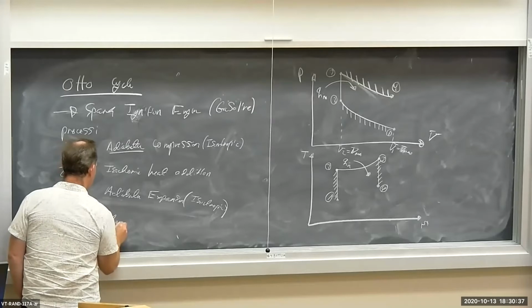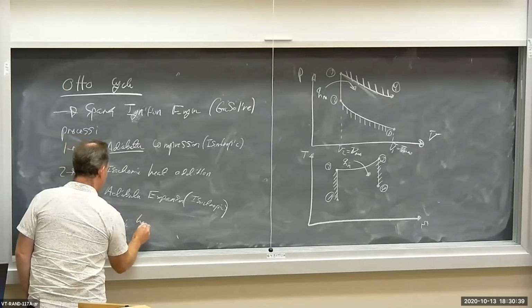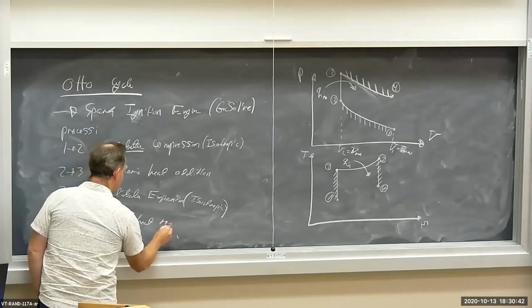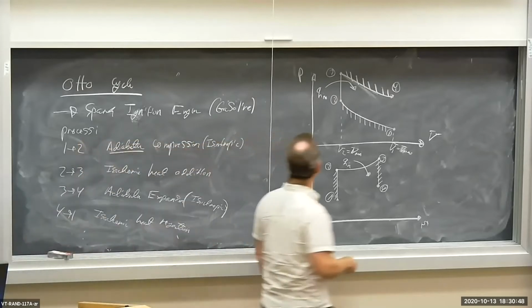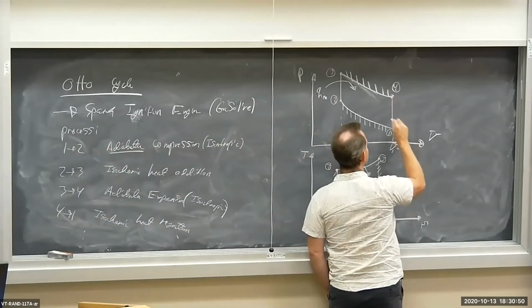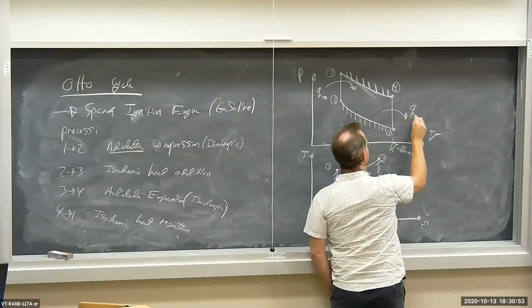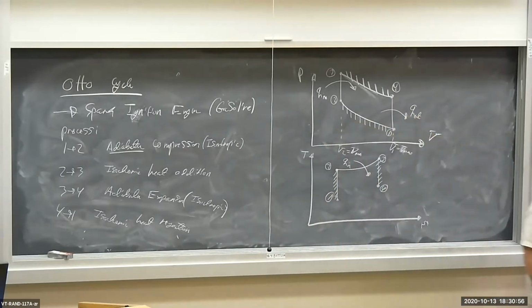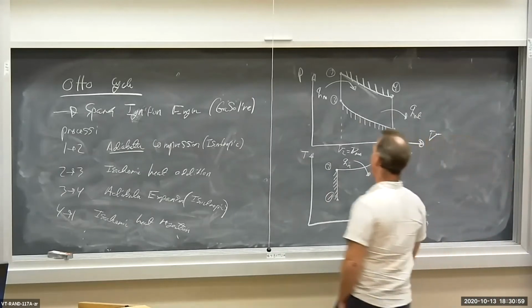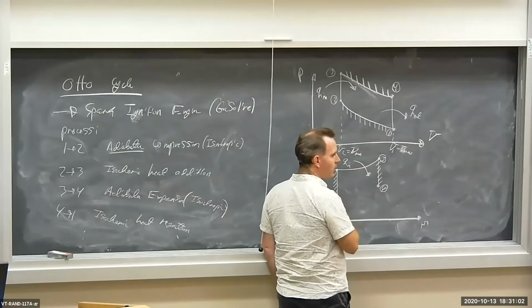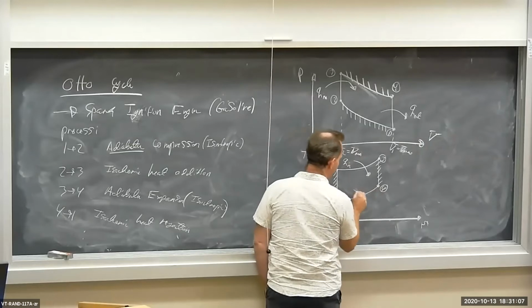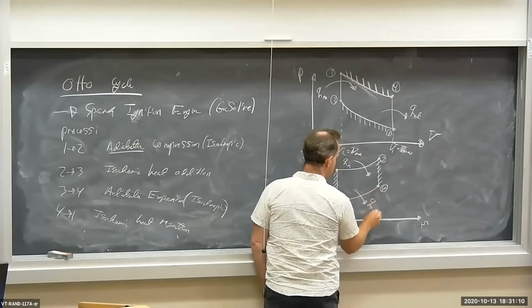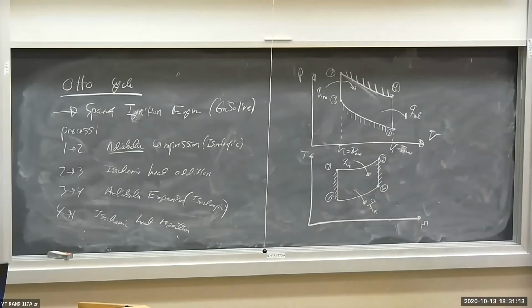Isochoric heat rejection. Isochoric, constant volume, Q out flows from 4 to 1. Temperature falls, entropy falls, heat transfers entropy out of the system because it's flowing out. It cools down and entropy falls. Okay, so this is a PV and TS diagram for the Otto cycle.